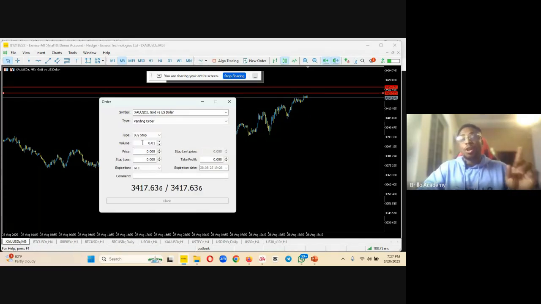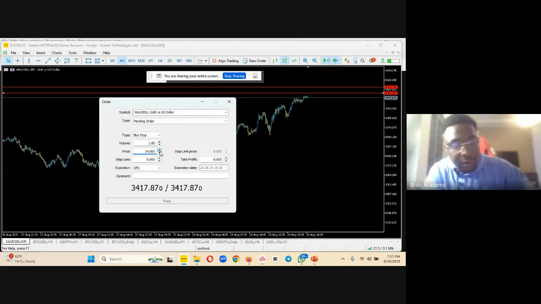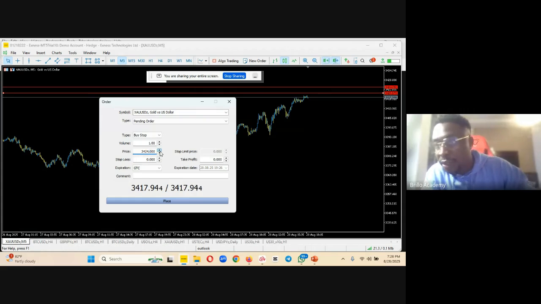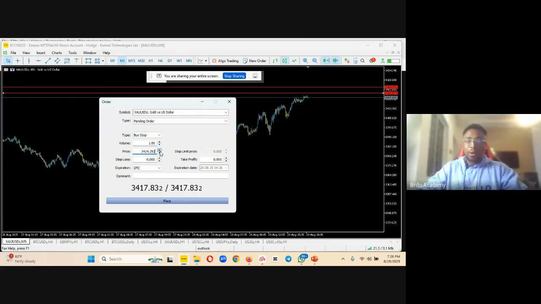First thing first, you need to choose your lot size, which is the volume. I can decide to use 1. Remember, 1 is a standard lot size. Then the next thing is the buy stop price. So this is the buy stop price, the first line above. So I just need to come here and I will type it in: 3424.292. Okay, so that is the price. That is where I want to set my buy stop. Remember, the buy stop is above the current market price. Now I've set my buy stop.